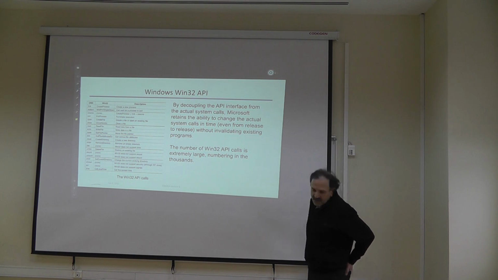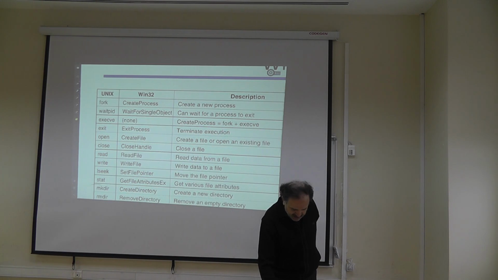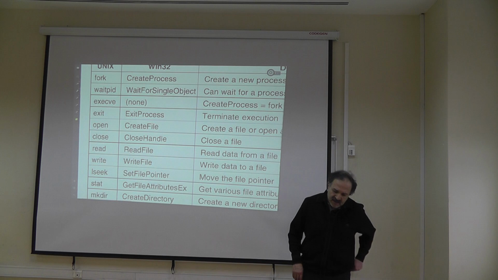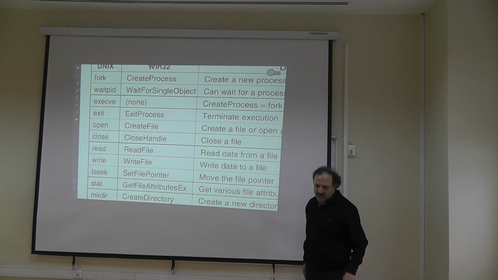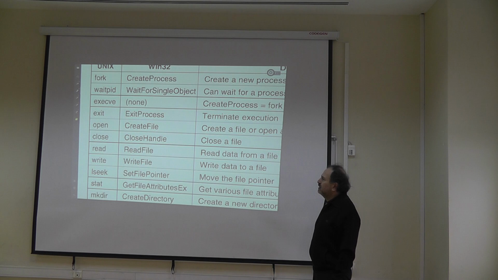Let's say this one, read file. Let's say I made this call, read file, using the API in Windows. In Windows 8, it might mean that I need to make a system call, but in Windows 10, it may not make a system call. So it is up to the implementation of the API, which is implemented by Microsoft.